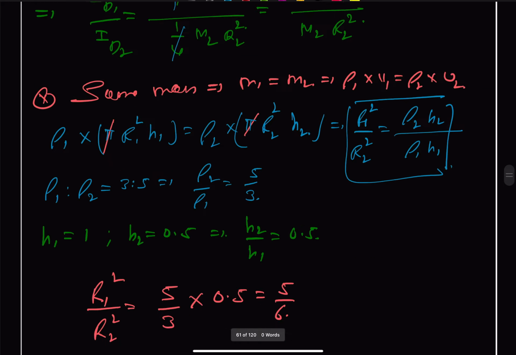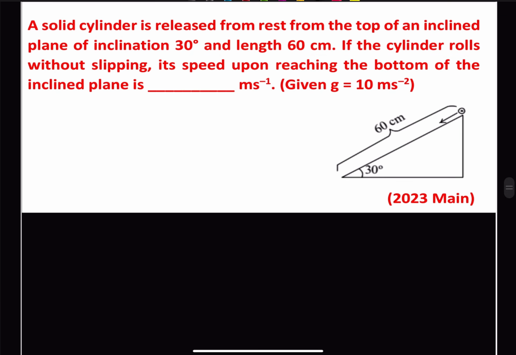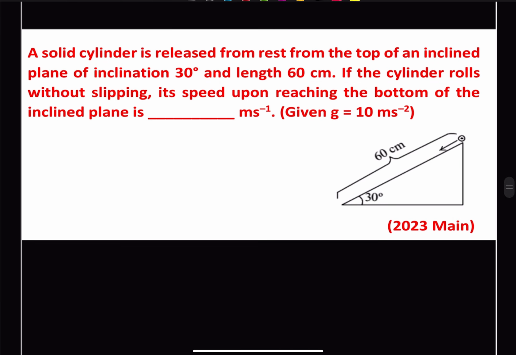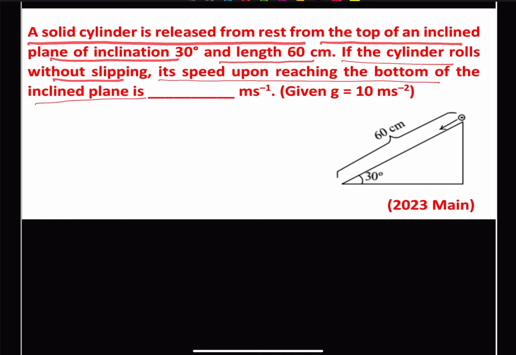Next question. It states that a solid cylinder is released from rest from the top of an inclined plane of inclination 30 degree, length 60 centimeter. If the cylinder rolls without slipping, its speed upon reaching the bottom of the inclined plane is? A basic figure is given to us. The length of the inclined plane is 60, and this is our cylinder. It is rolling without slipping, and the angle of inclination is given to us as 30.